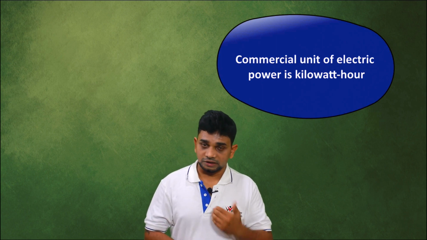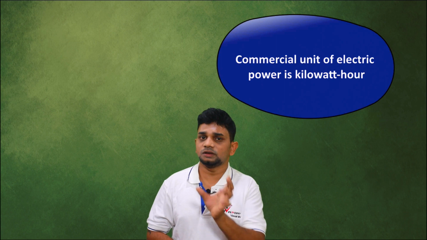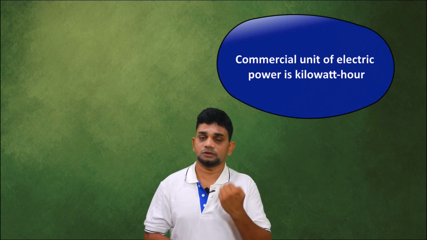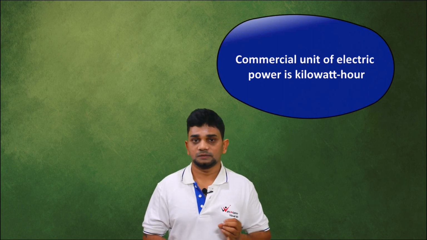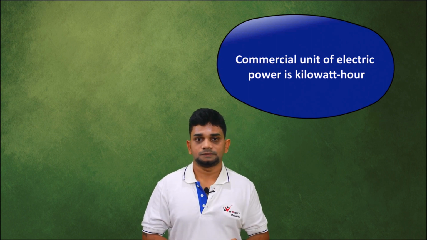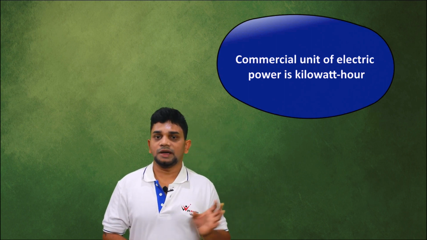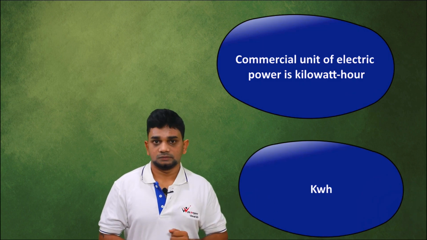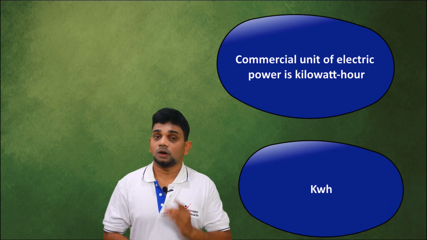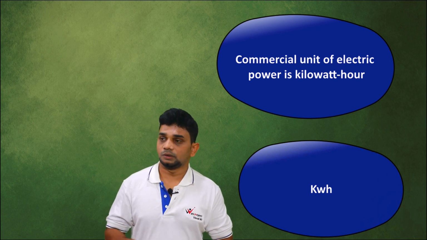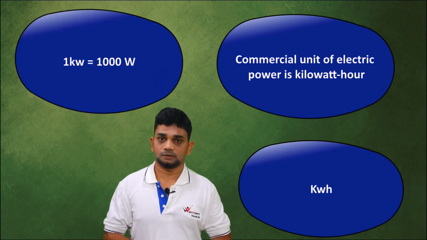At our home, the electricity is measured using this unit, kilowatt hour, 1 kilowatt hour, 2 kilowatt hour. We also call it a unit, 1 unit, 2 unit. 1 unit is 1 kilowatt hour. It is represented by kWh, kilowatt hour. 1 kilowatt is 1000 watt. This also we need to learn. 1 kilowatt is 1000 watt.